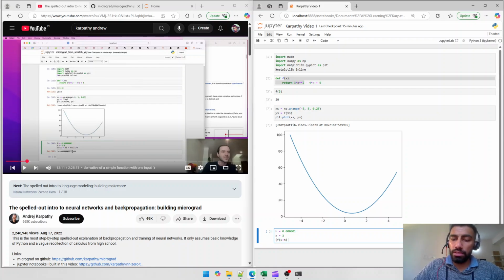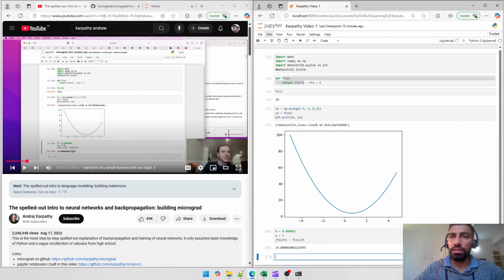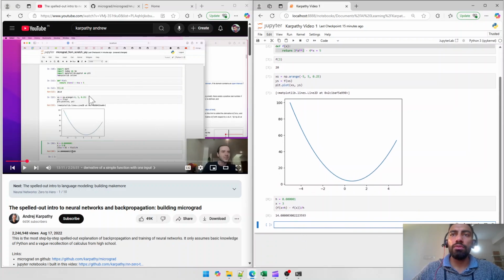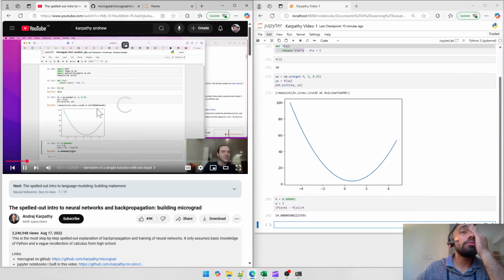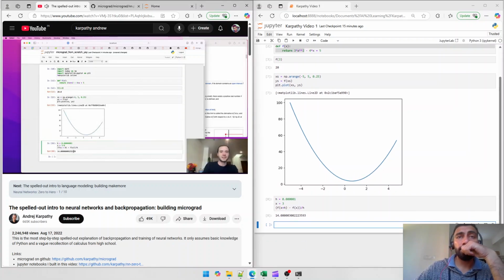F of x plus h, so it's at 3, right? So we are adding 3 plus h, somewhat like here, minus f of x and divided by the change that we are doing. So it's near about 14. So that's at 3. Now, how about the slope at, say, negative 3?